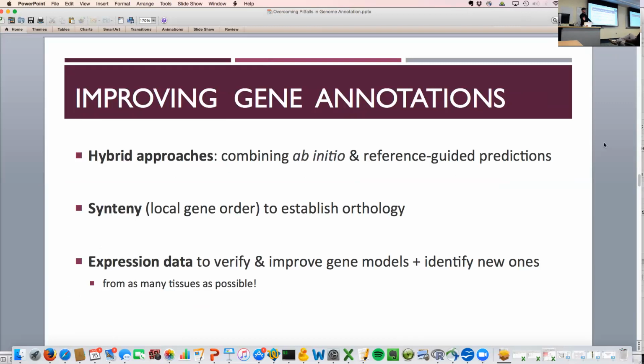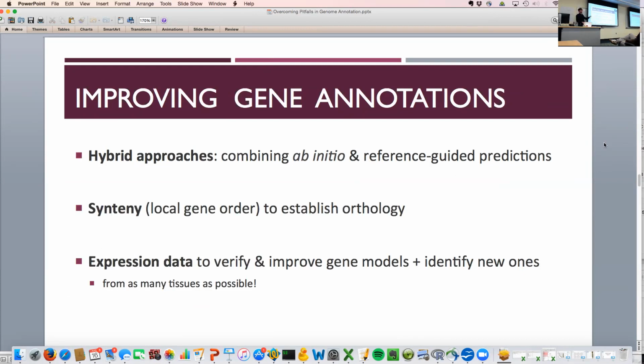So now, bad cop's over. Now we're going to talk about some of the things that you can do to rescue some of these. So one is using hybrid approaches, where you're combining both the in silico ab initio procedures and the reference-guided procedures to make improved gene models.